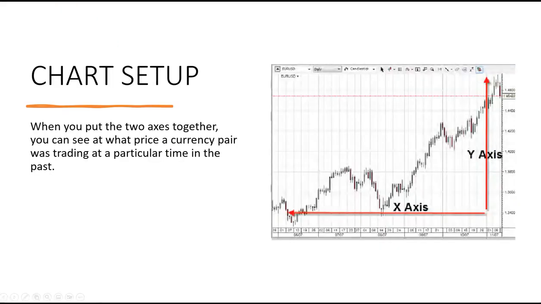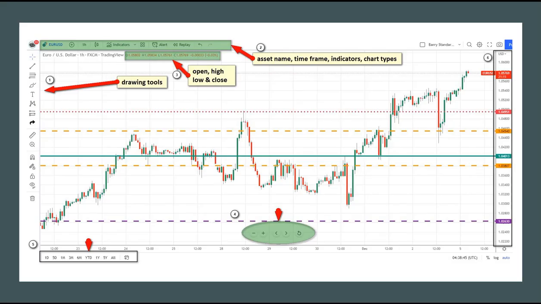So on the y-axis, we're seeing up and down movement in the chart. The left axis is showing us the historic value. So when you put the two axes together, you can see what a currency pair was trading at a particular time in the past or currently.